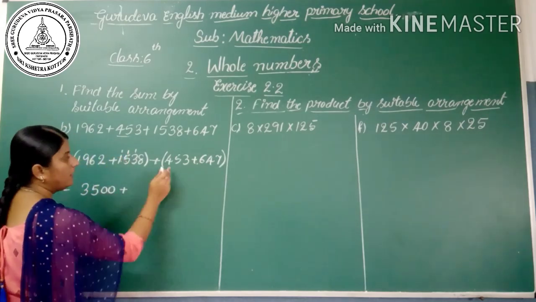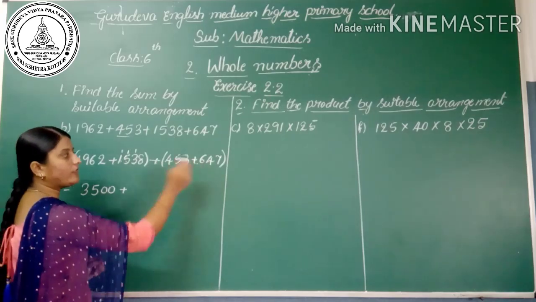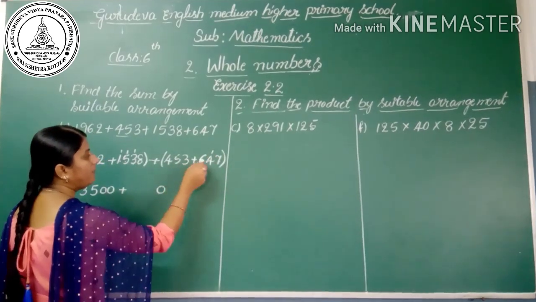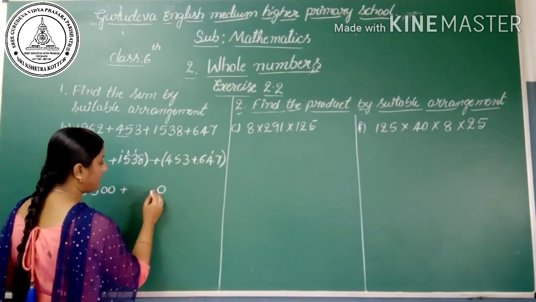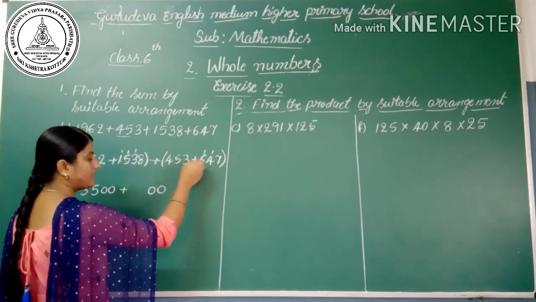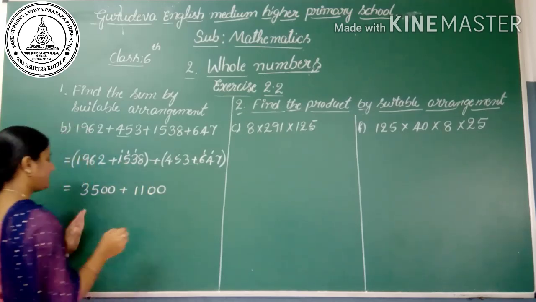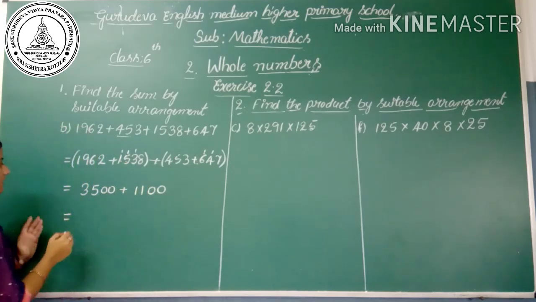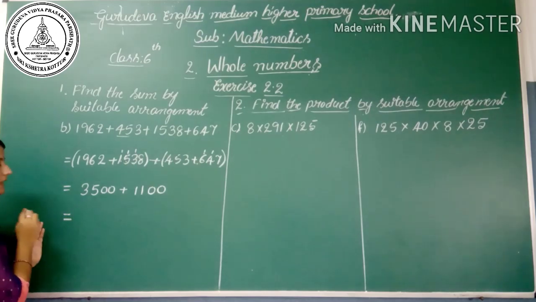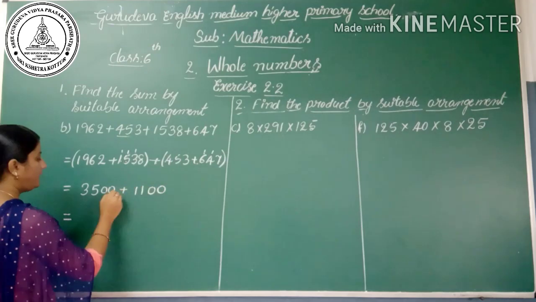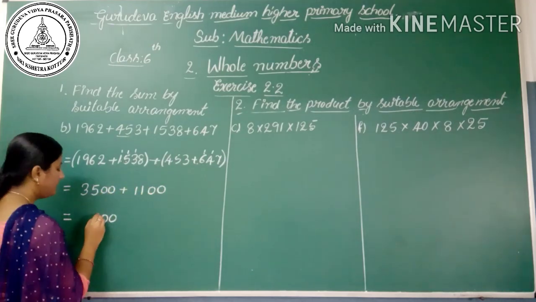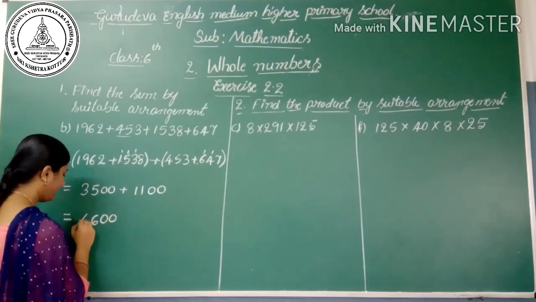Then 453 plus 647. 3 plus 7 is 10, 0 carry 1. 5 plus 4 is 9, 9 plus 1 is 10, 0 carry 1. 4 plus 1 is 5, 5 plus 6 is 11. Now add here, where we have taken the equals, downside we have to write equals. Then next add here: 0 plus 0 is 0, 0 plus 0 is 0, 1 plus 5 is 6, 1 plus 3 is 4.